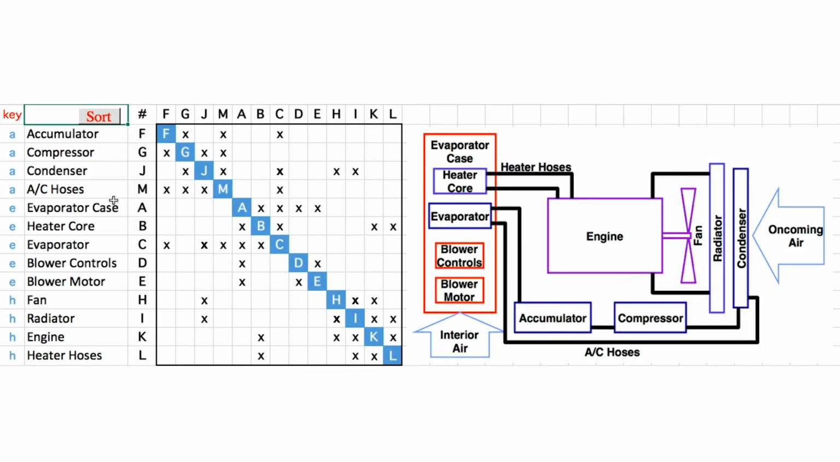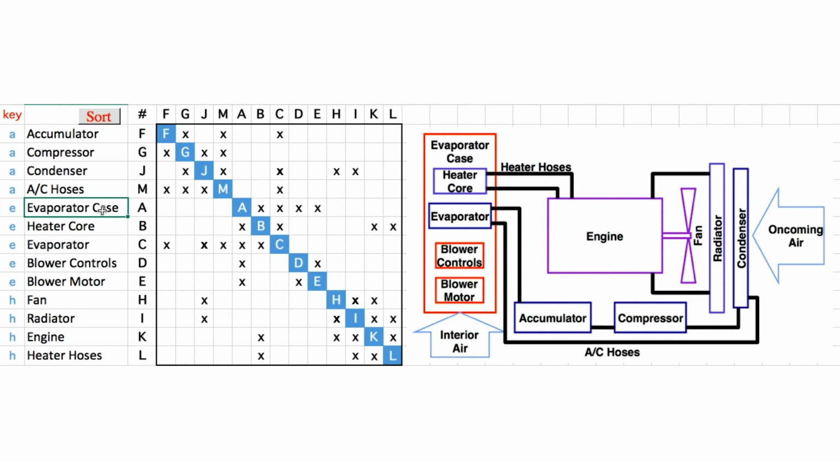I hit the sort button, and you see what it's done is it's put all these components representing the air conditioning system up here. So that's these. That looks like a sensible cluster. This is the evaporator subsystem, or the evaporator case. This is the heating subsystem. The trouble is there are some components that are really part of 2. For example, the evaporator case, this is part of the air conditioning subsystem and the heating subsystem.